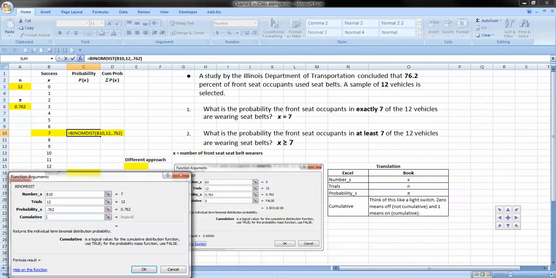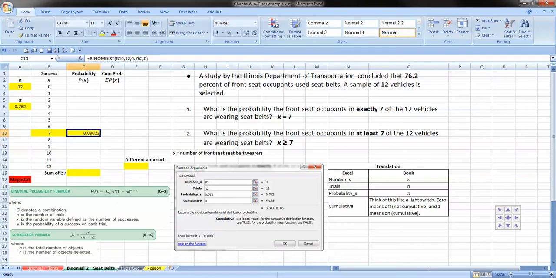And we've talked about cumulative before. We do not want to accumulate it here, so we'll put 0. Hit OK. And so the answer to the first part of the question, what is the probability the front seat occupants in exactly 7 of the 12 vehicles are wearing seat belts, is 0.09022.